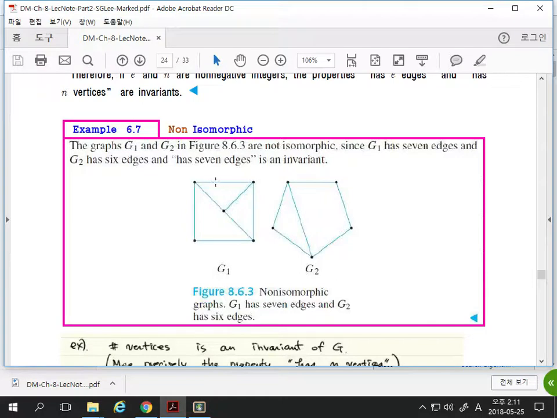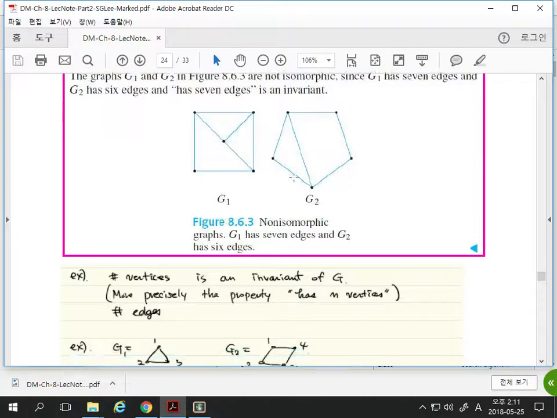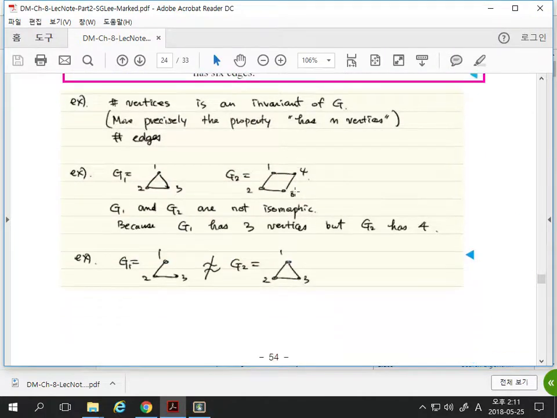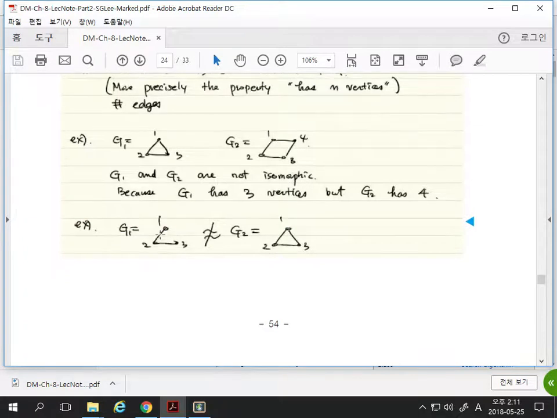Here we have 5 vertices and 5 vertices, but this one has 1, 2, 3, 4, 5, 6, 7 edges, but this one has only 6 edges. So these two graphs cannot be isomorphic. If they are isomorphic, the number of vertices and number of edges should be the same, but the number of edges are different, so they are not isomorphic. And in this case also, it has 2 edges, but it has 3 edges, so they cannot be isomorphic.